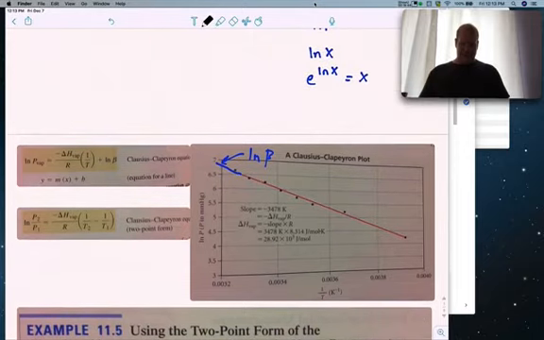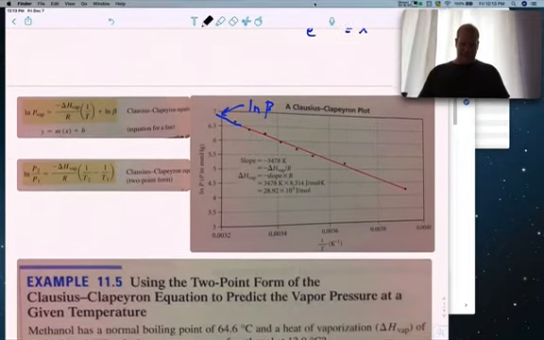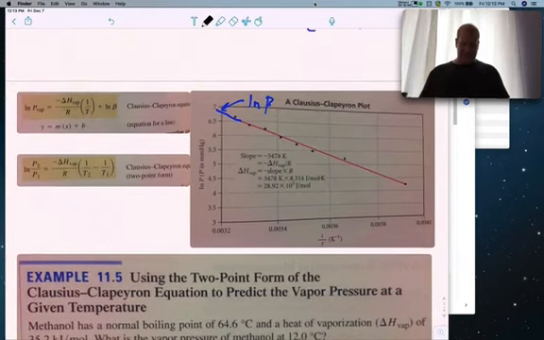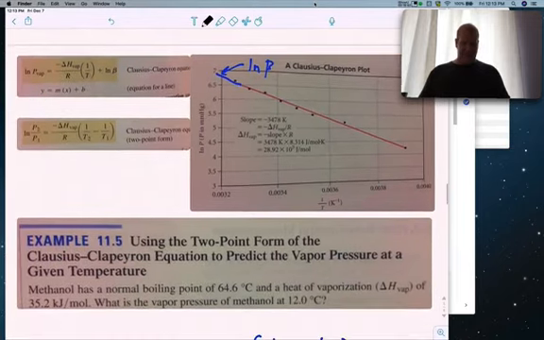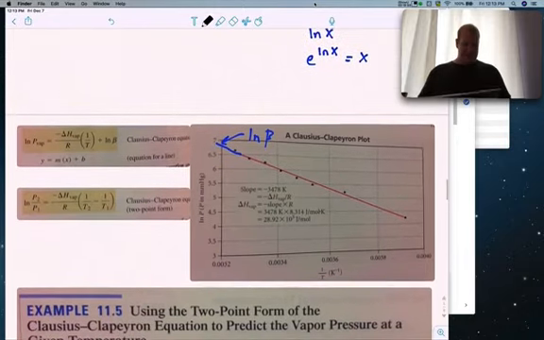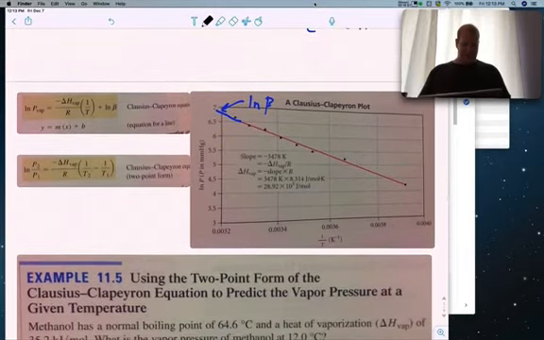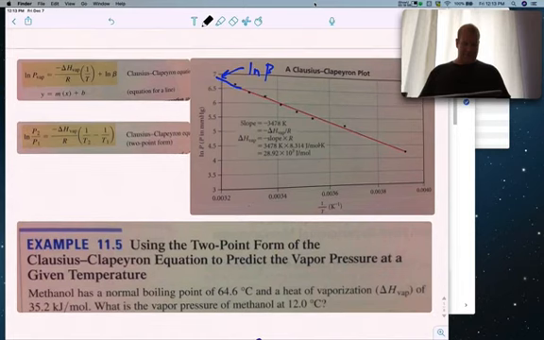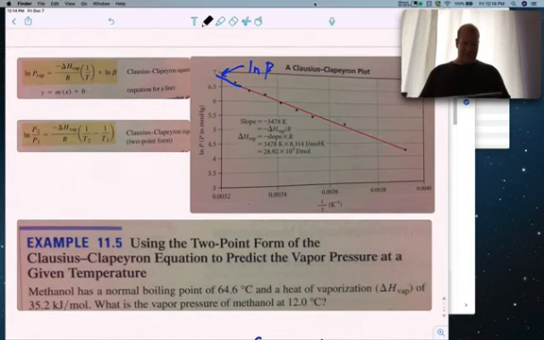How do you get rid of that term? You can take two of those points and you can subtract them, and you can get rid of the natural log beta. So the 2-point form there is written. The natural log of the vapor pressure of the second one over the first is equal to minus the heat of vaporization over the gas constant R times the quantity of 1 over T2 minus 1 over T1.